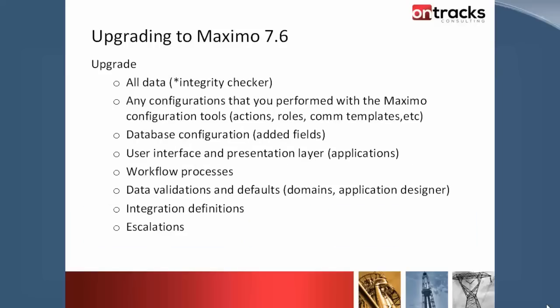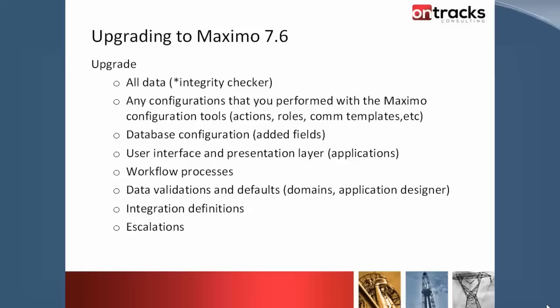Very similar to the 7.1 to 7.6 upgrade. The upgrade upgrades all your data, and any configurations that were in place: actions, roles, communication templates. The database configuration gets upgraded, so if you've created new fields, those will be in the new 7.6 version. User interface and presentation layer: any of those system XMLs, any of the applications, any changes that you've made, will show up in the 7.6 version as well.